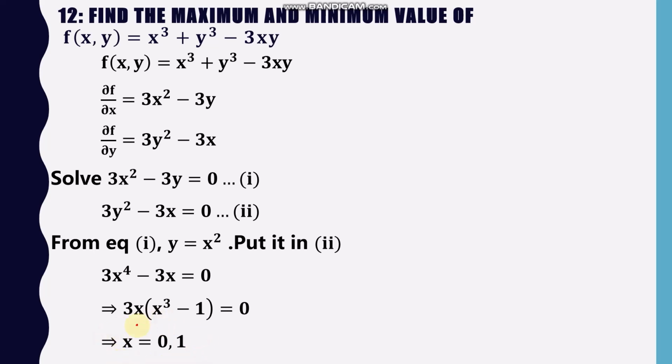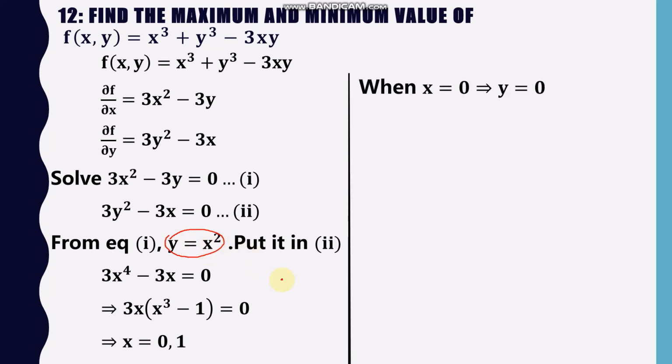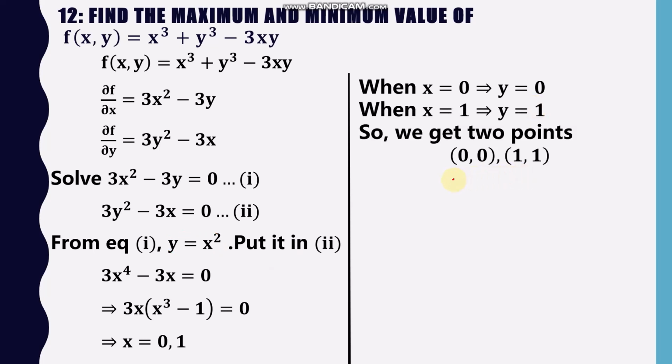So we'll consider only the real values of x. We are getting two values: the first is 0 and the second is 1. When x is 0, if you put x equal to 0 here, we get y equal to 0. And if we put x equal to 1 here, we get y equal to 1. So we get 2 points from here, (0, 0) and (1, 1). And we will evaluate the maxima and minima at these points.